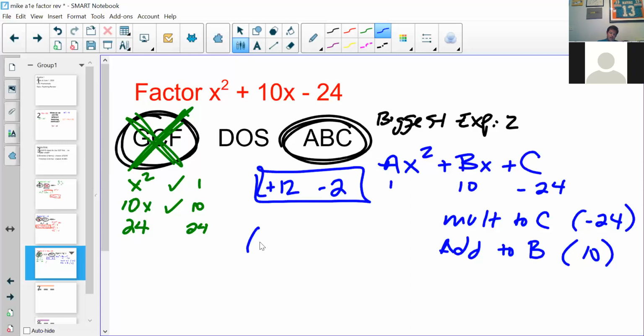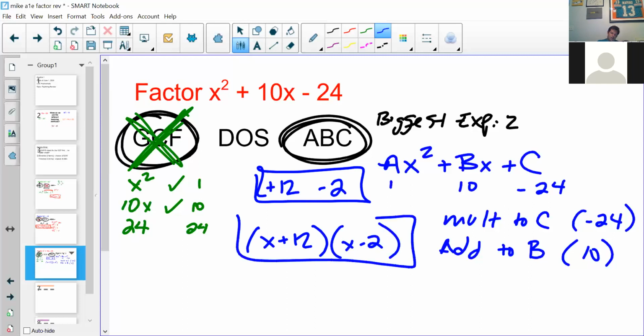We want to make sure that it looks like a FOIL problem from before, multiplying those binomials to one another. So again, that is as far as we can go if we're trying to factor x squared plus 10x minus 24. That is our simplified answer: the quantity x plus 12 times the quantity x minus 2.